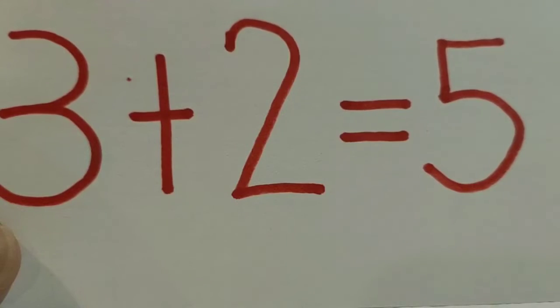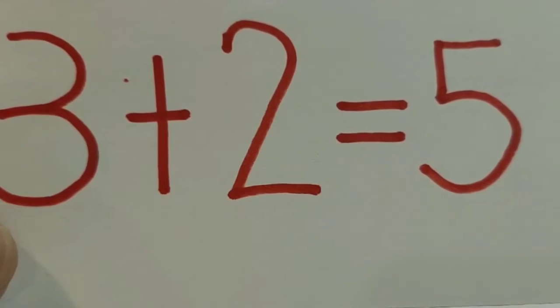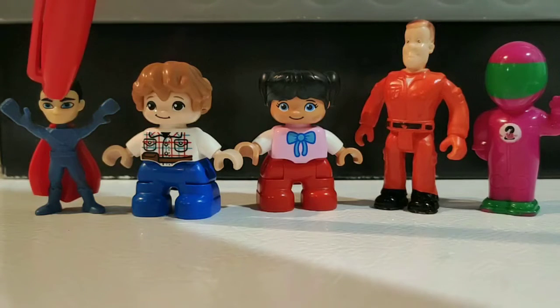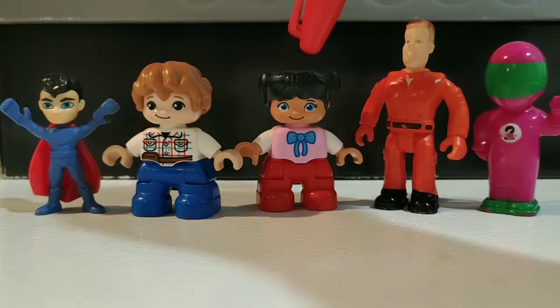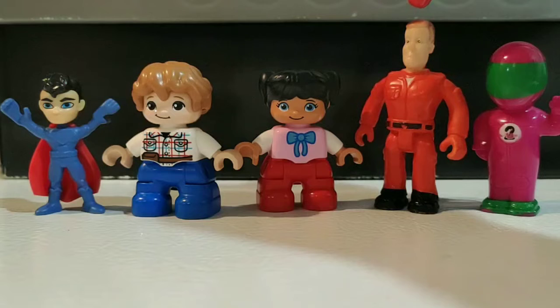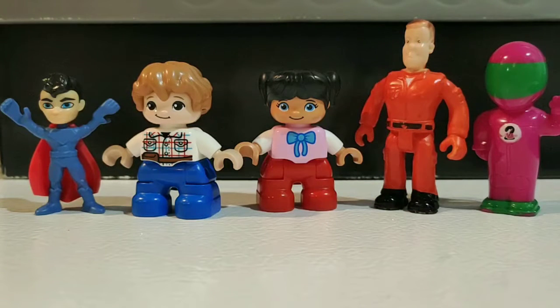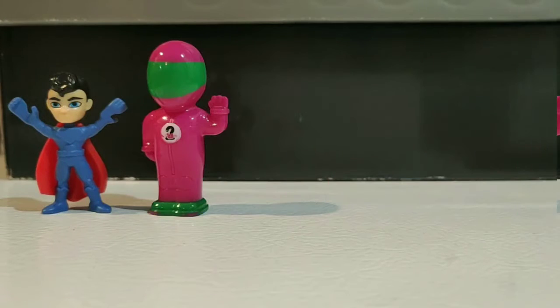Well, we have to check our math. We have to make sure that there are 5 children. Count with me, boys and girls. 1, 2, 3, 4, 5. Very good. All right, here's another one.